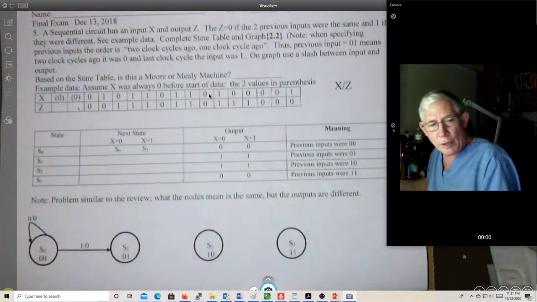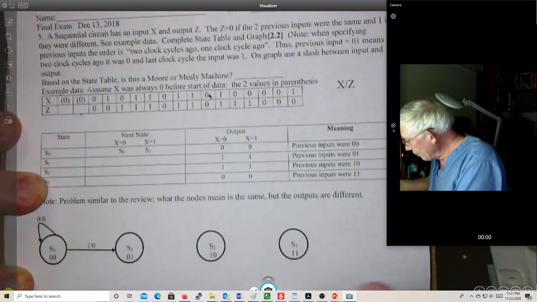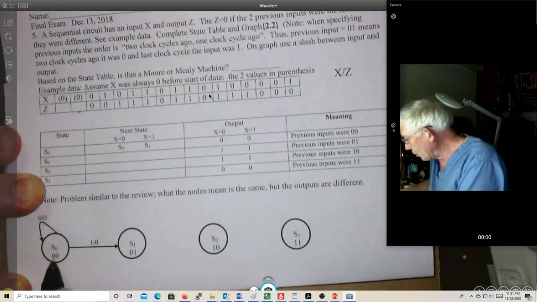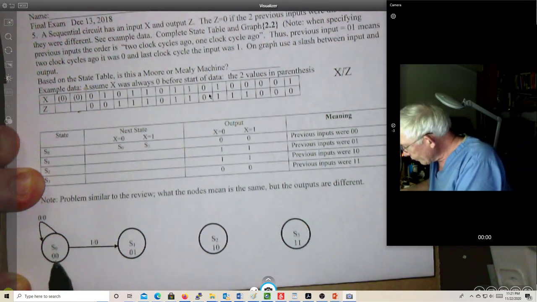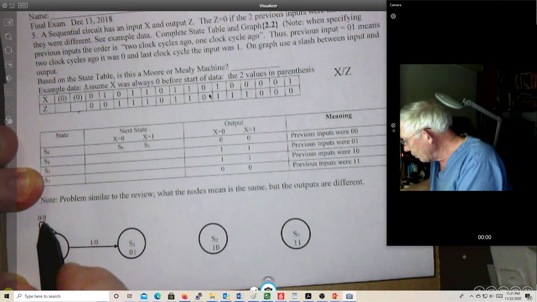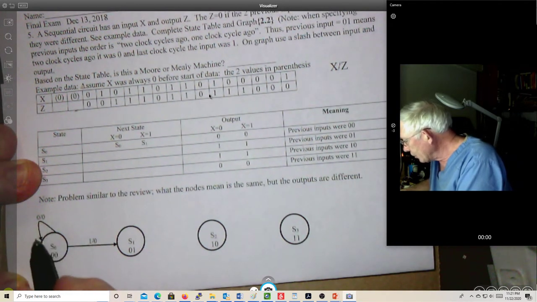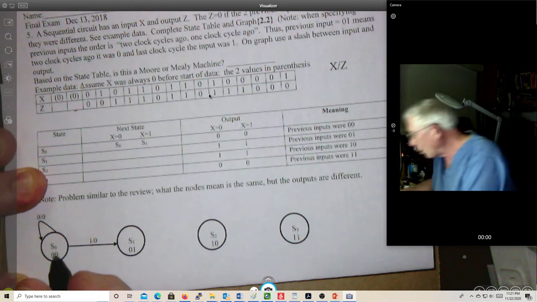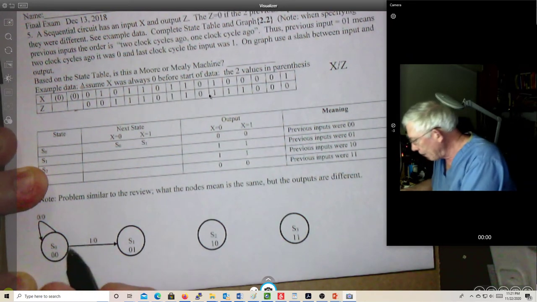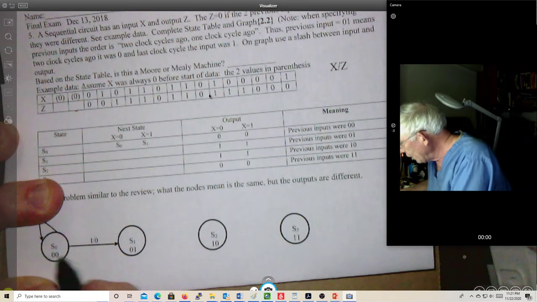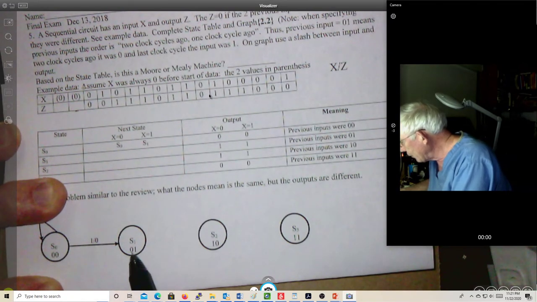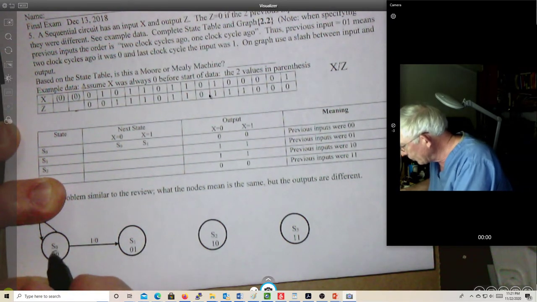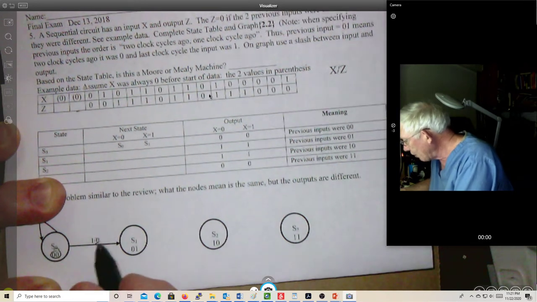So when we do the graph, if we're in 0, we're always remembering the two previous inputs. So if the two previous inputs are both 0, then we're going to output a 0. And our next 0 is going to come in. And we're going to stay here because now the two previous inputs will still be 0 again for when we get the next input. Okay? Now if we get a 1, then we're going to go here to remember that the two previous inputs were 0, 1. But because the two previous inputs were 0, 0, we're going to output a 0.